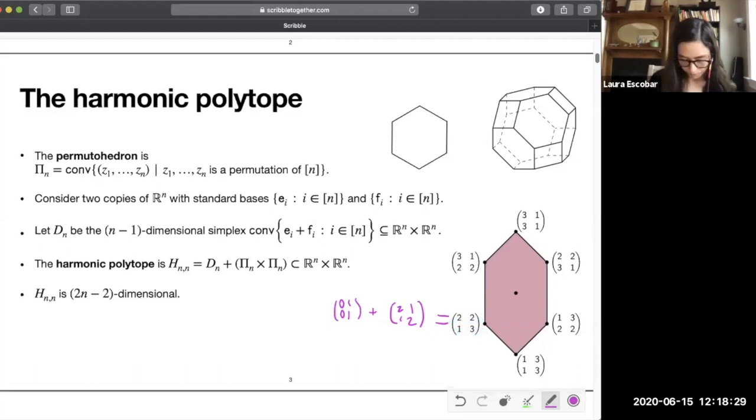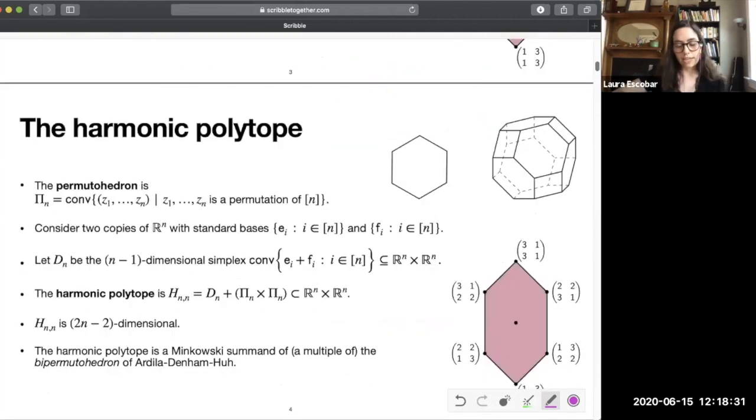So the two talks are somewhat independent, but I do want to start by giving a relationship between them. Federico basically gave this statement, but in terms of fans and not in terms of polytopes. I'll rephrase it in terms of polytopes: the harmonic polytope is a Minkowski summand of a multiple of the bipermutahedron that Federico told us a little bit about.